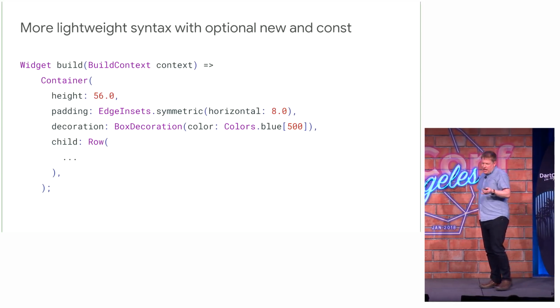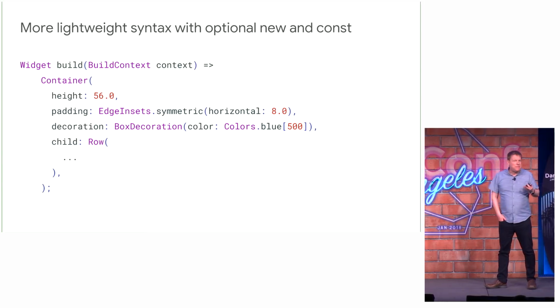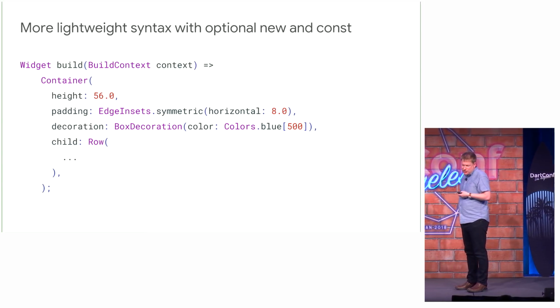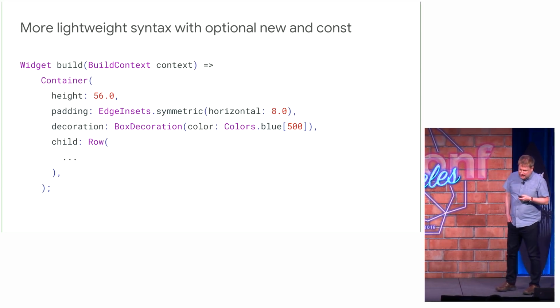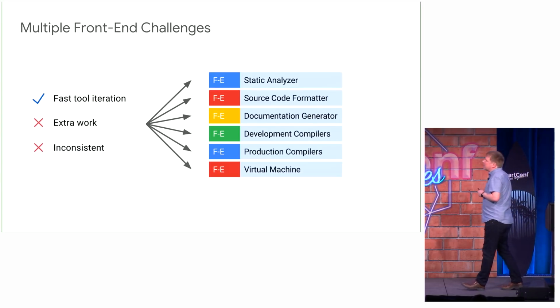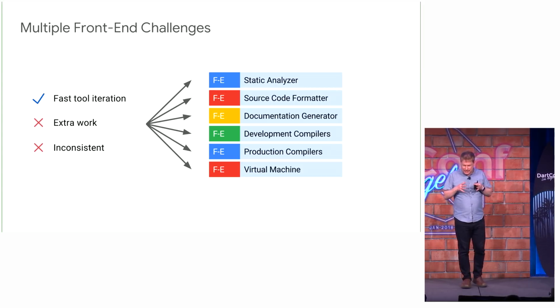And following this, we're looking at how we can make the UI as code experience even better with future releases and iterations of the Dart language. And Leif is going to be talking a little bit more about language features after this keynote, so you'll hear some other examples. The third thing in Dart 2 is the introduction of a common front end.